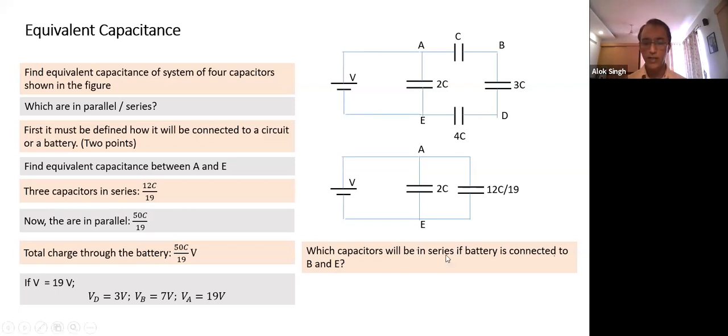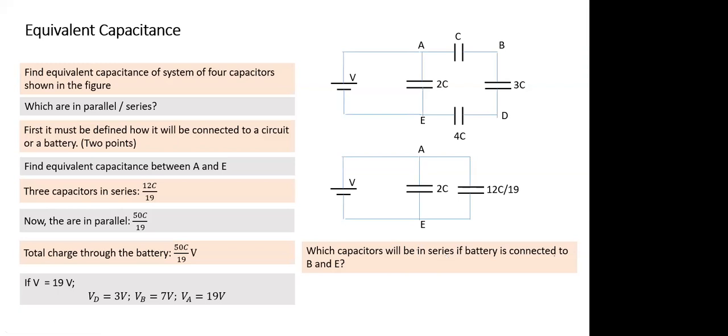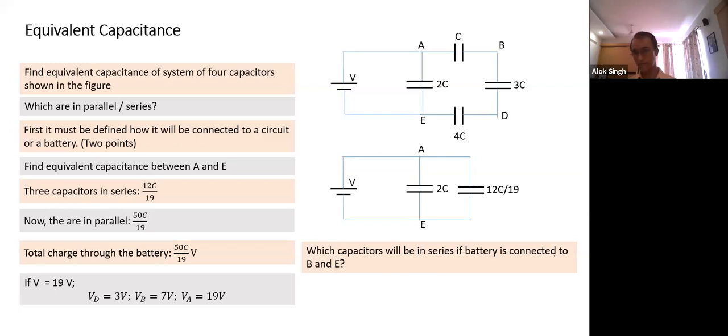Suppose I extend this question. Which capacitors will be in series if the battery is connected to B and E? Suppose the question was not between A and E, but one terminal on this side and B and E. Which two capacitors will be in series in that case? These two would have become in series and these two would have become in series. So what is parallel and series depends on which points the battery is connected to.